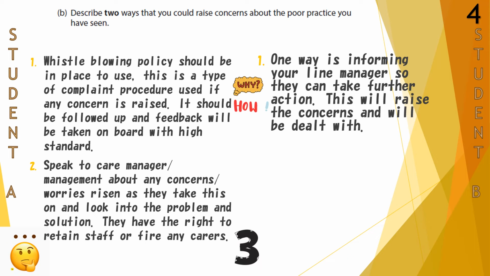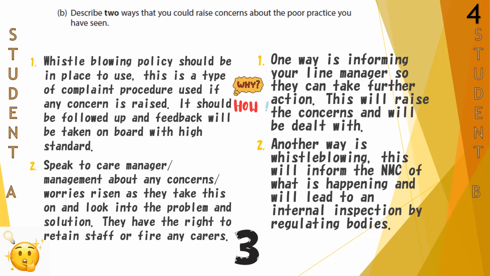Student B talks about informing the line manager so they can take action. And then they talk about whistleblowing and how these responses can be inspected by internal bodies. And they got 4 marks for that one.